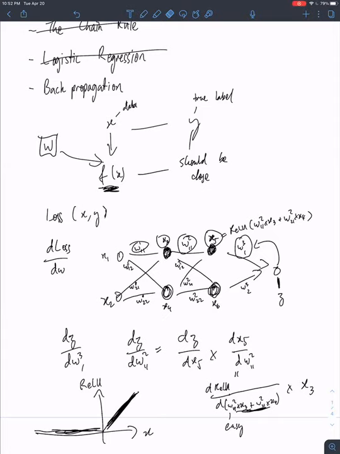You're doing it step by step. This thing is something you already computed, and this thing is something you computed in your forward pass. And this thing is either 0 or 1, and it's easy to figure out which one it is. So that's what's going on with backpropagation in a nutshell. I think that was actually pretty hard to explain.